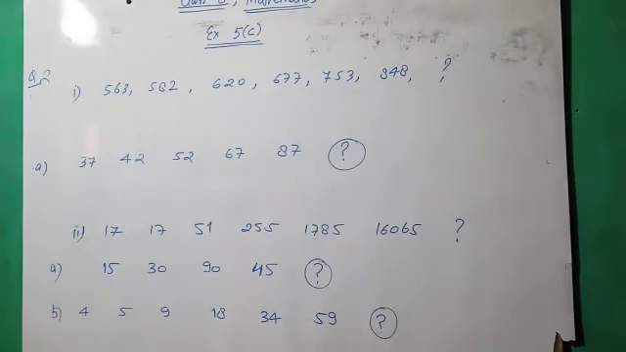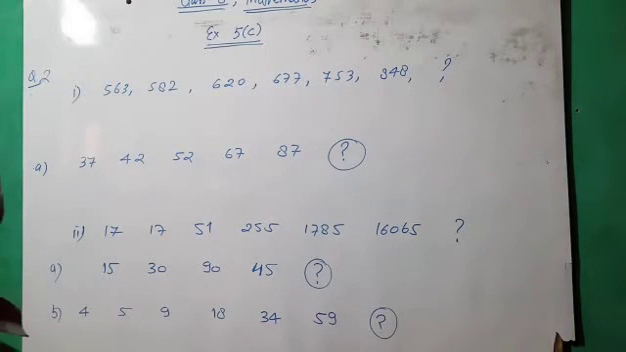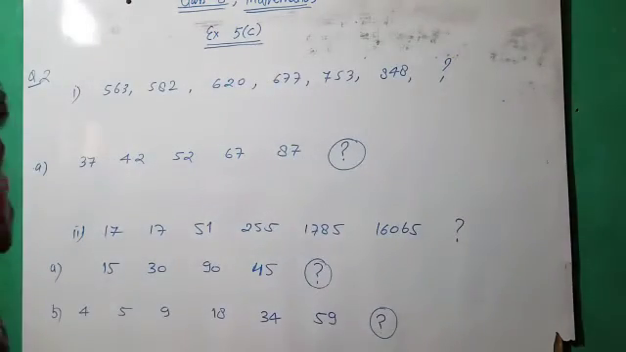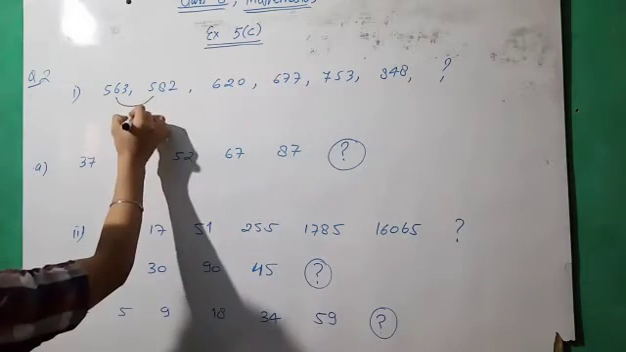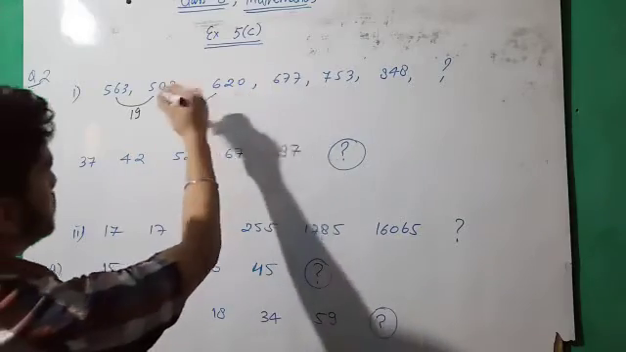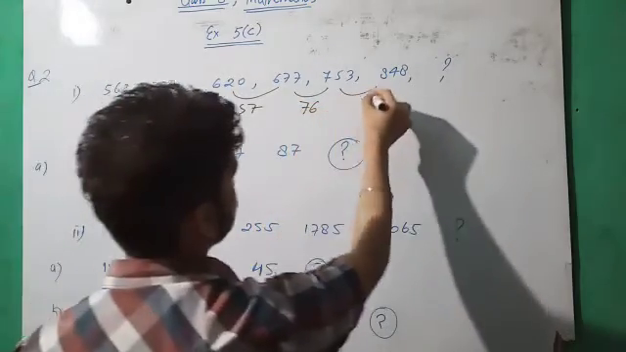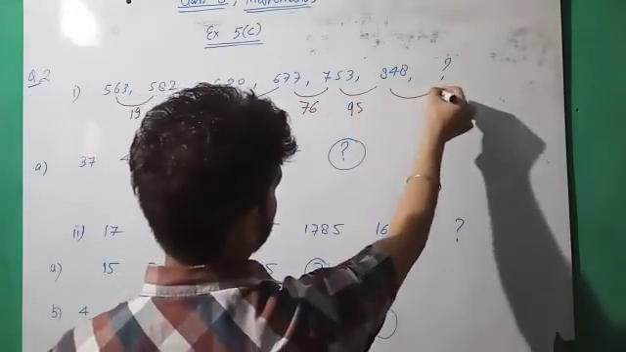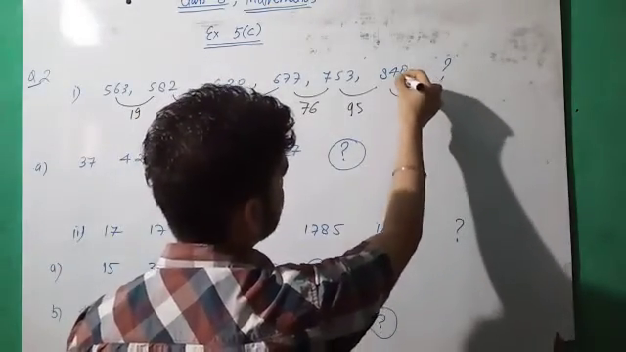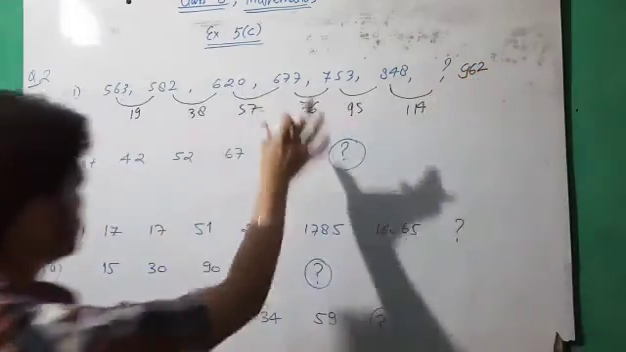Okay, students. Now start with question number 2. This is your question, which is based on the series of difference. First of all, we have to find out the difference of this series. For that, we can find the difference between these two numbers. This is 19, then 38, then 57, then 76, 95. Now the next term is the table of 19. So 19 6s are 114. So we have to add 848 plus 114. The answer is 962.